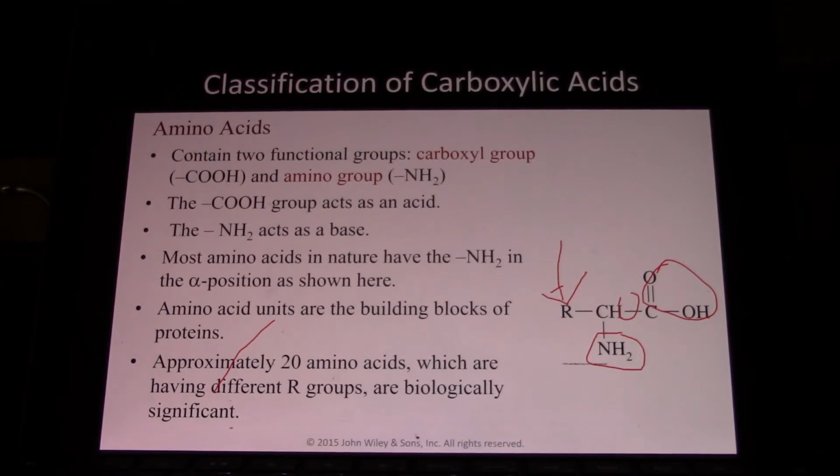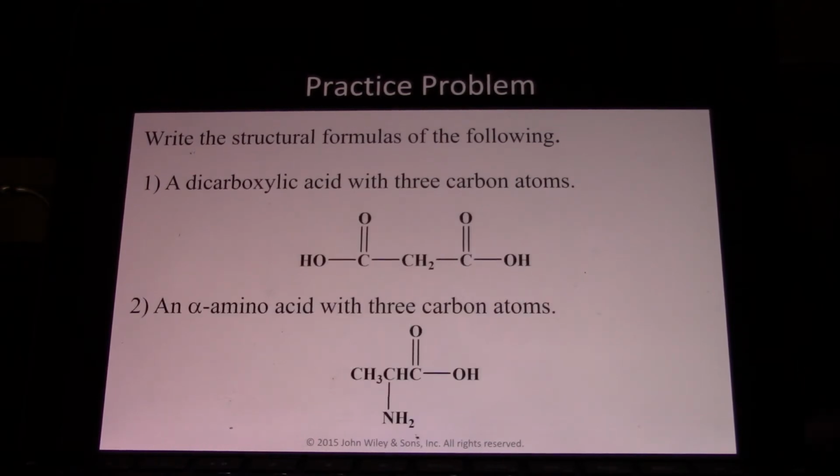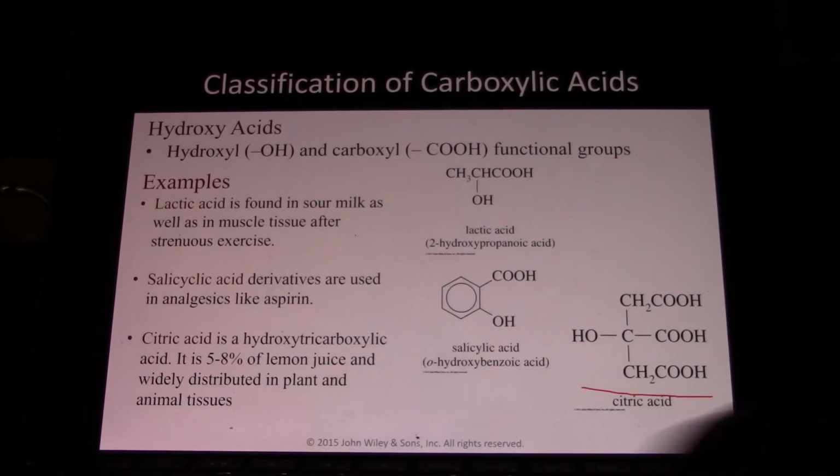So glycine is the simplest amino acid. R is just H, and that makes it the smallest amino acid. All right, so here we have a dicarboxylic acid with 3 carbons. So you have to have your 3 carbons. And then it's a dicarboxylic acid, so you have 2 carboxylic acids, 1 on each end. And again, you can have more than 2. As we saw, citric acid has 3 carboxylic acid groups. You just have to have at least 3.